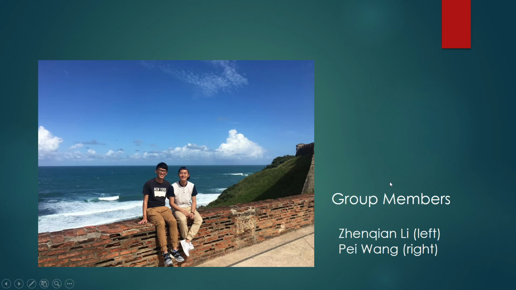I'm from China, and look at this picture. It is of our group members. The guy on the left is Zhenqian Li. He's from Guangzhou, China. And we are both first-year graduate students, majoring in applied financial mathematics at UConn.